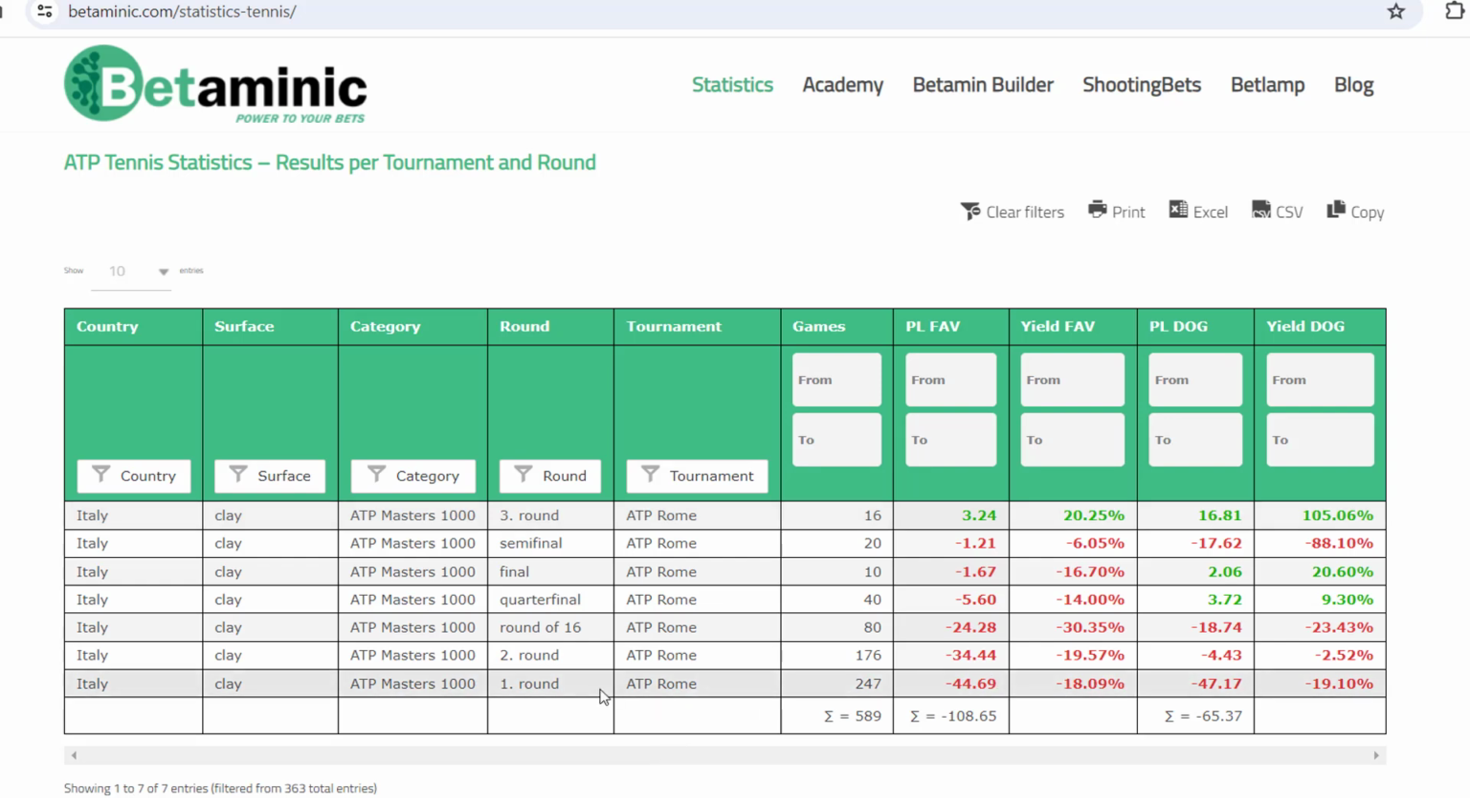You see at the bottom here, the first round, it doesn't matter whether you're backing the favorite or the dog, you're going to lose money over the long term because that's how sportsbooks are set up. They're just like poker machines. You'll lose over the long term by gambling. That's what proper betting markets should look like.